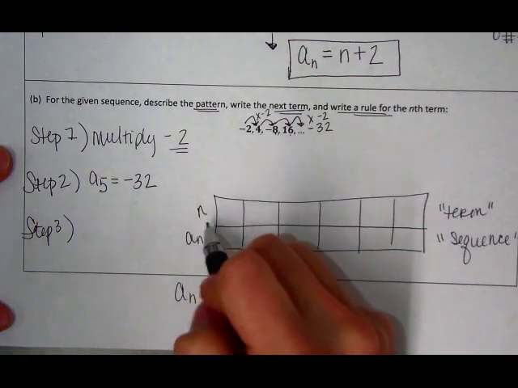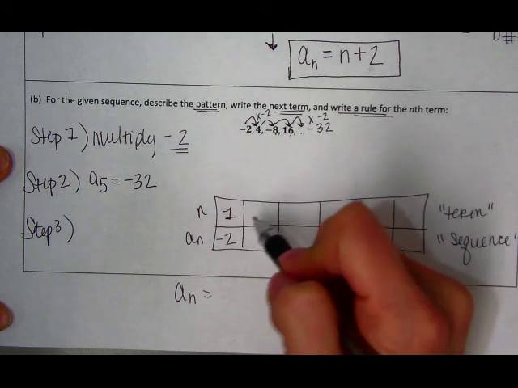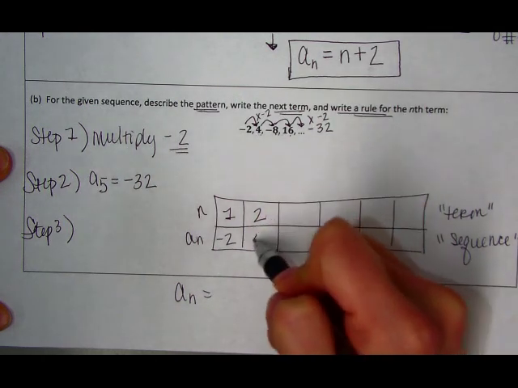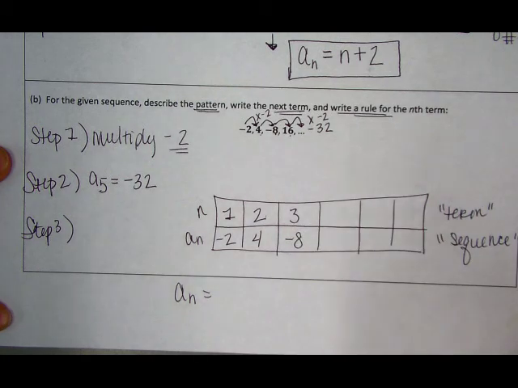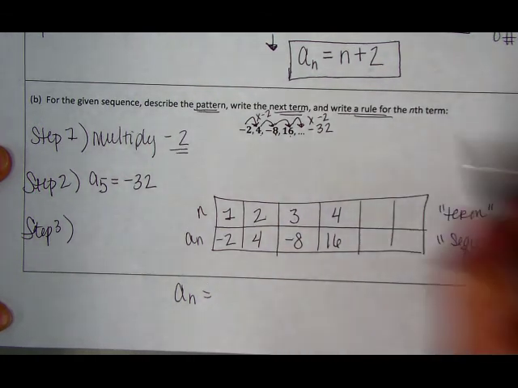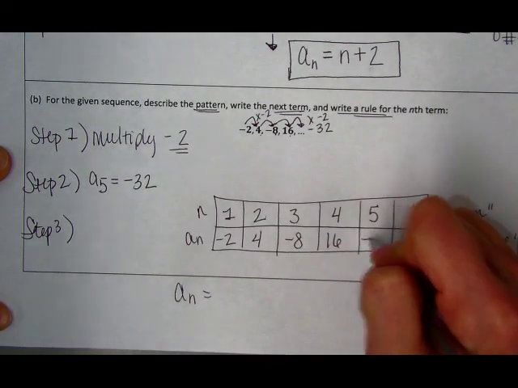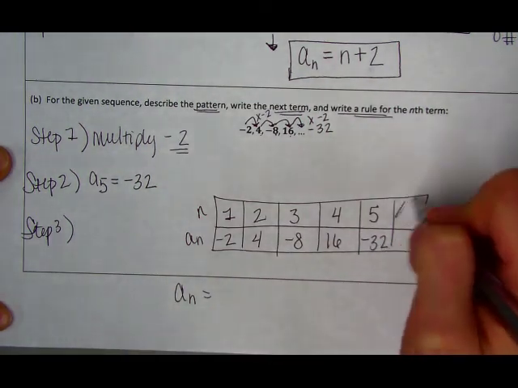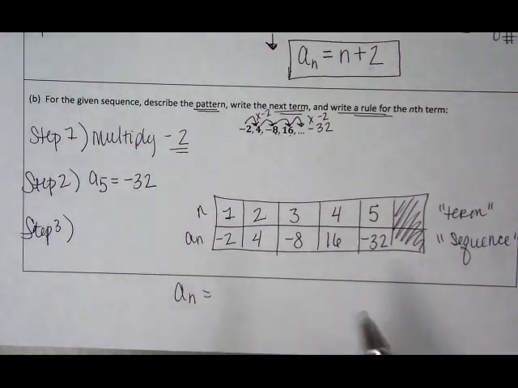So in this case, my first term is -2. My second term is 4. My third term is -8. My fourth term is 16. My fifth term, which we know because we found it as the next term, is -32. And we really can stop there. We don't have to go on like we did before if you don't want to. That's enough information that we can look at right there.